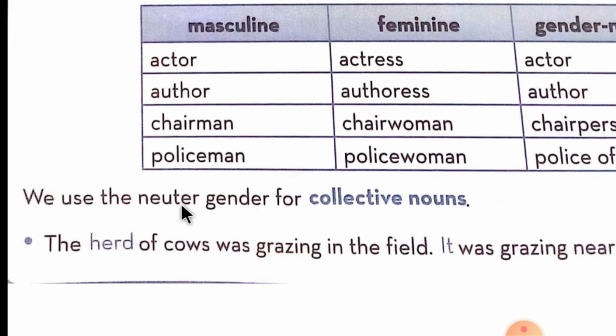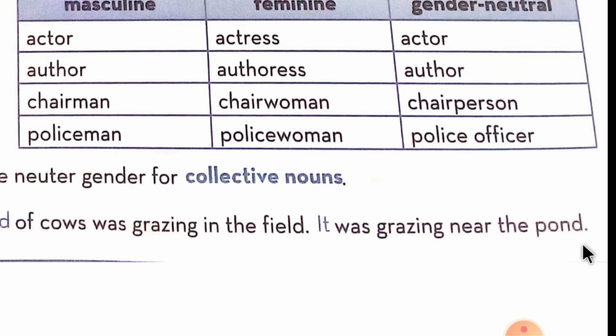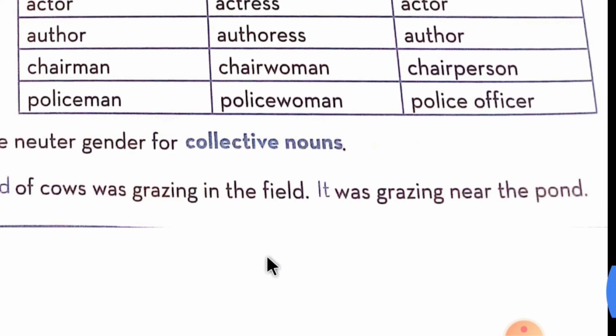Now look here. We use the neuter gender for collective nouns. We also use neuter gender for collective nouns. You know that we have understood what is collective noun. Look here. One example is given. The herd of cows. Here the highlighted word is herd. Herd means more than one cow is there, a group of cows. Herd of cows was grazing in the field. It was grazing near the pond. So we use neuter gender for collective nouns also.